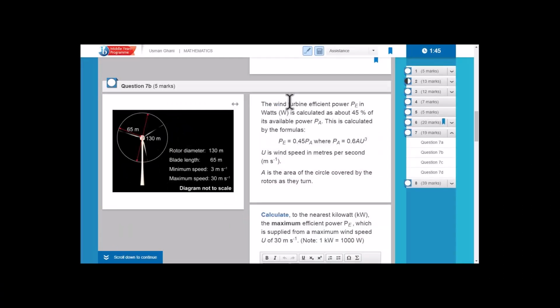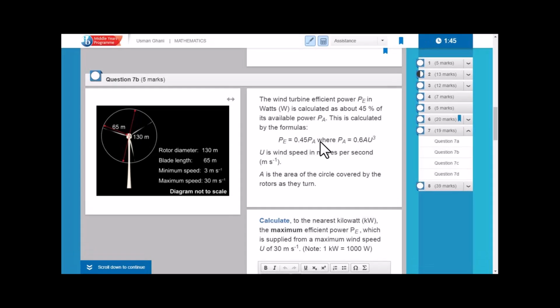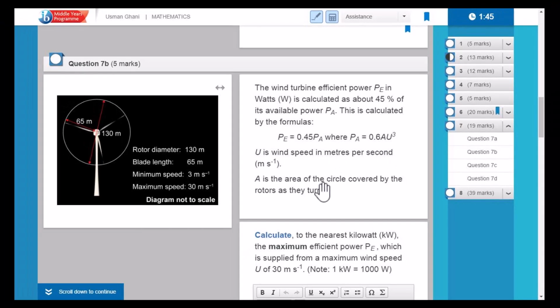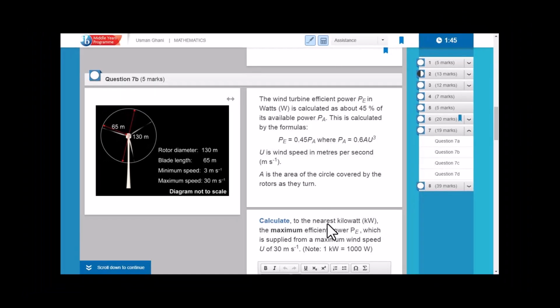The wind turbine's efficient power PE in watts is calculated as about 45% of the available power. So I am being told totally new information that my teacher never taught me. The available power, the efficient power, again the formulas are given. I'm going to plug and play. U is the wind speed in meters per second. A is the area of the circle, already found previously. Calculate to the nearest kilowatt the maximum efficient power.